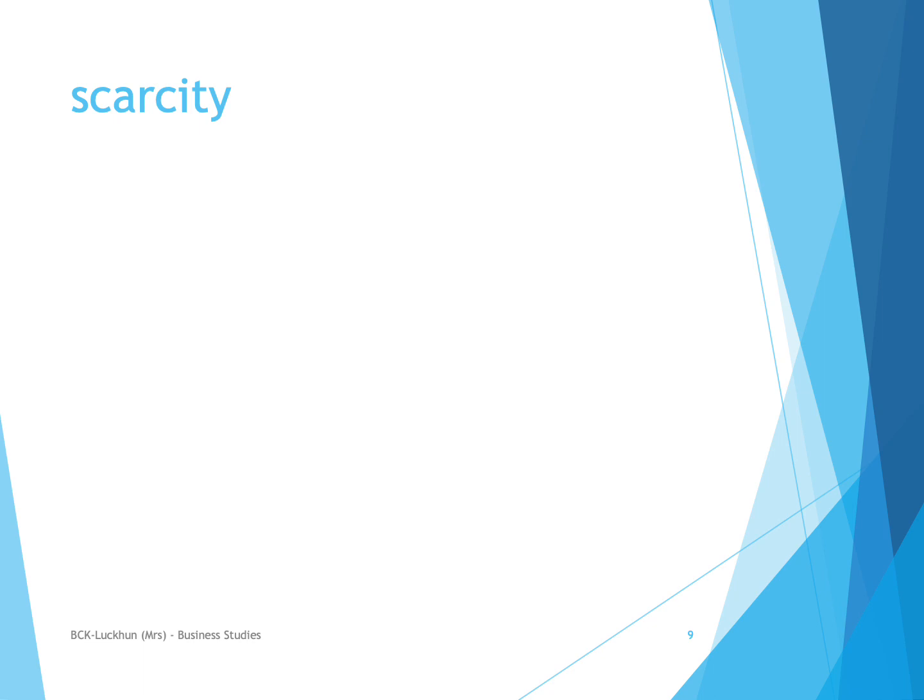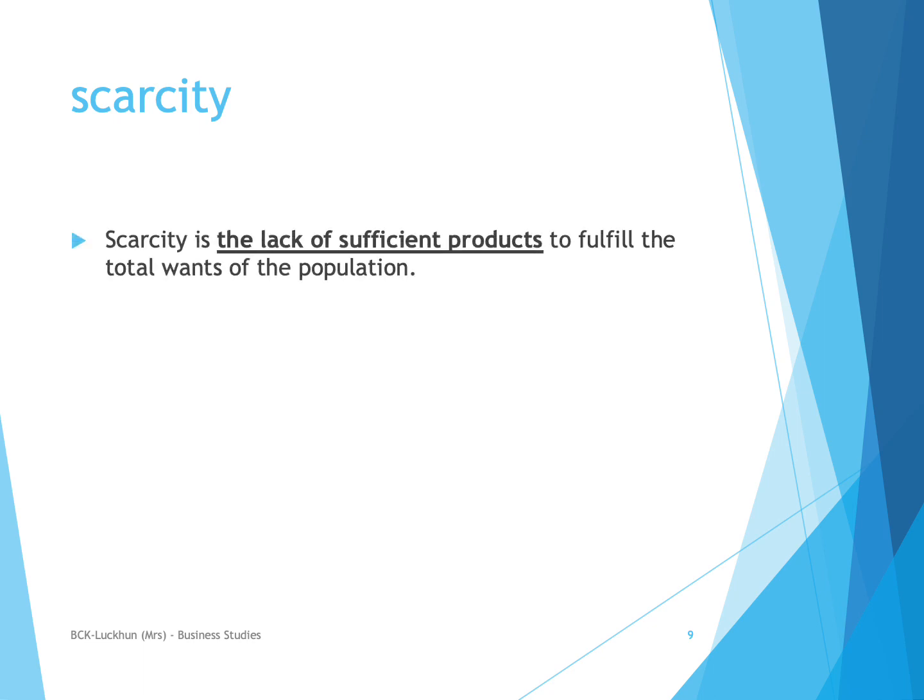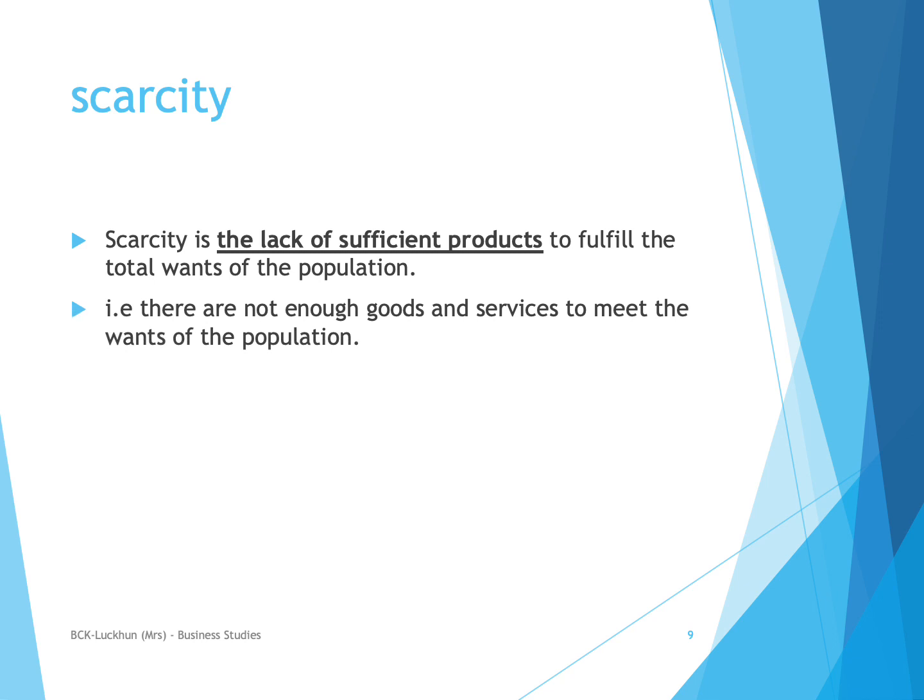Now, scarcity. Scarcity is the lack of sufficient products to fulfill the total wants of the population. That is, there are not enough goods and services to meet the wants of the population. Unlimited wants plus limited resources is equal to scarcity.